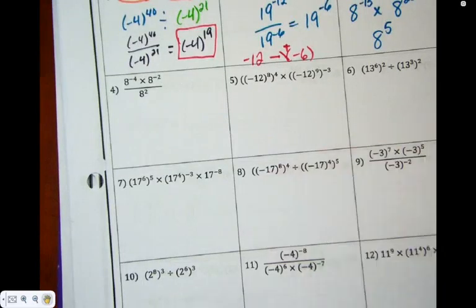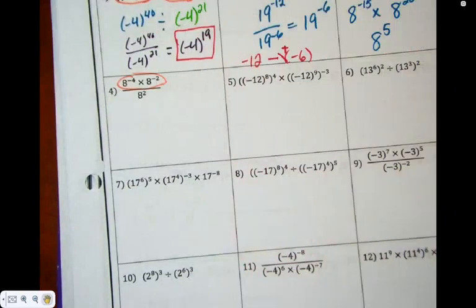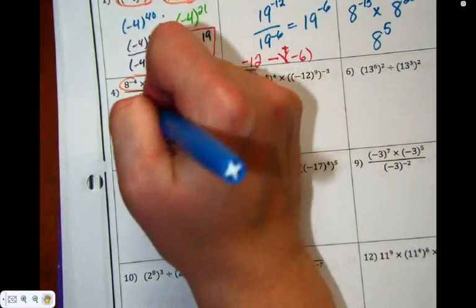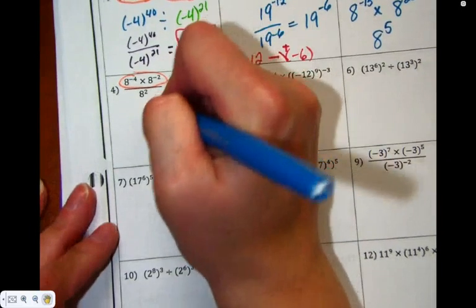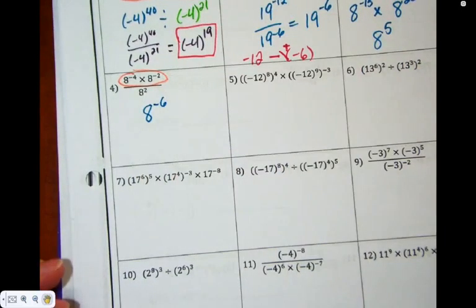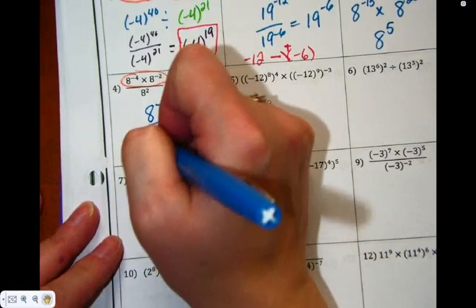Number 4 looks like which one that we did in the first line? Looks like number 2. So let's follow the same step. What did we do first in number 2? We did the top first. And the top we said was product because there's 2 8s. And if it's product, what do we do on the top? We add. Keep the base, add the exponents. Eight to the negative 6. Now I'm going to keep that denominator of 8 squared.